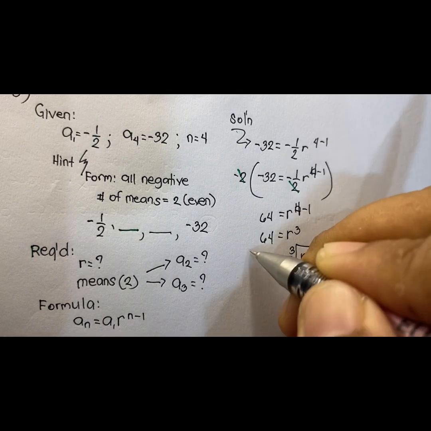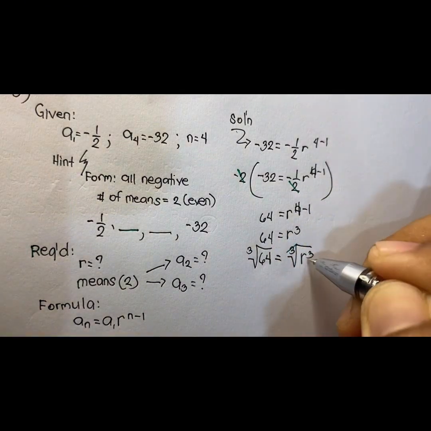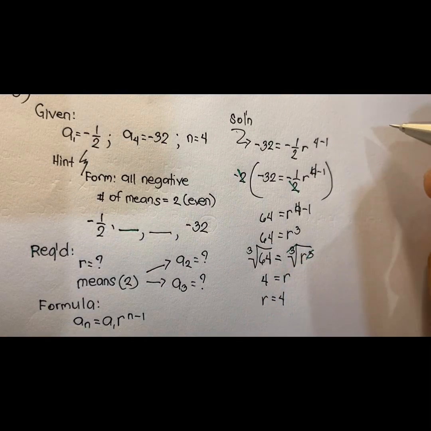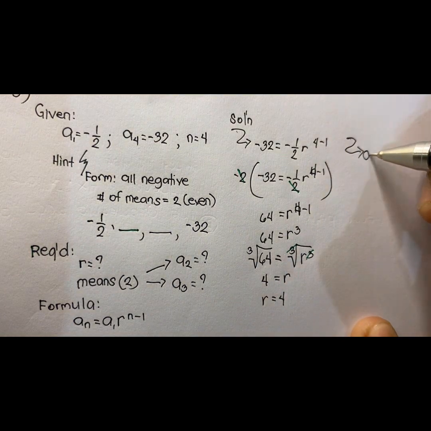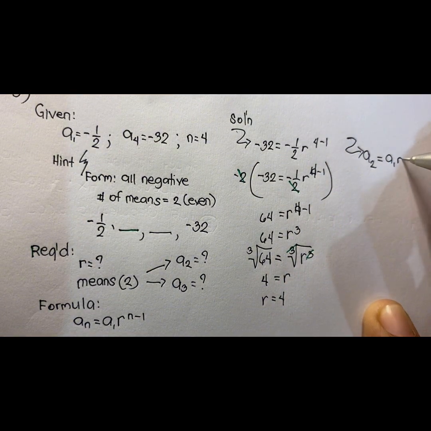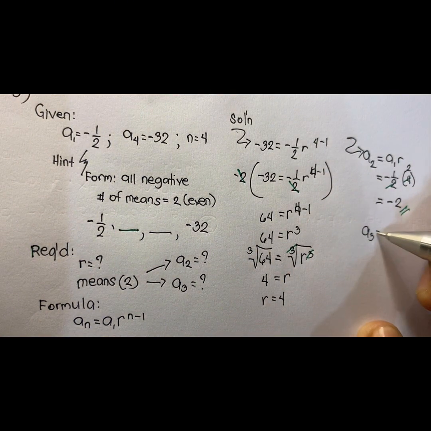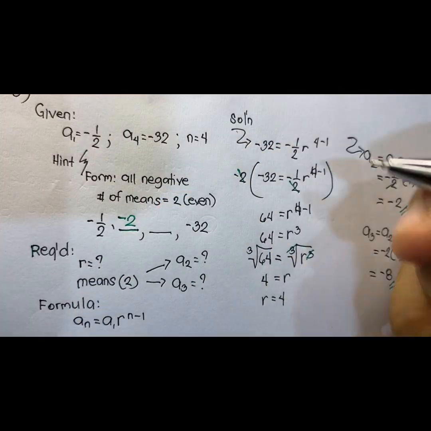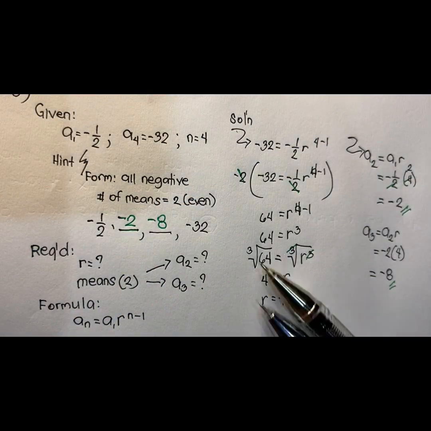Extract cube root of both sides of the equation. Cancel the index 3 and the exponent of r. So, the cube root of 64 is 4 equals r. The value of r is equal to 4. A sub 2 equals a sub 1 times r equals negative 1/2 times 4. Cancel 2 and 4, equals negative 2. A sub 3 equals a sub 2 times r equals negative 2 times 4 equals negative 8. Writing the means in the sequence, we have negative 1/2, negative 2, negative 8, negative 32.